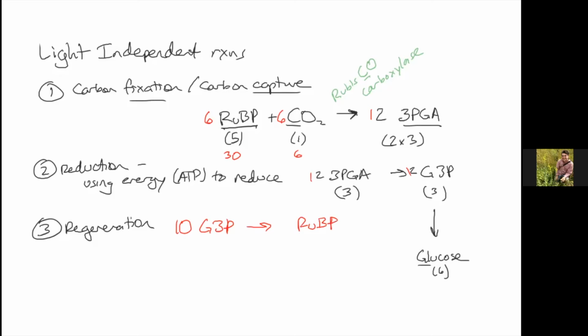How many RUBP molecules can you make from 10 G3P molecules? Recall the number of carbons per RUBP. You get 6 back, which is exactly the number that you need to start the whole process. So all we're doing with this is adding energy through the process of reduction to make glucose out of carbon dioxide. But we have to go through all these reactions in order to ensure that there is enough RUBP at the end so that Rubisco can do its job.